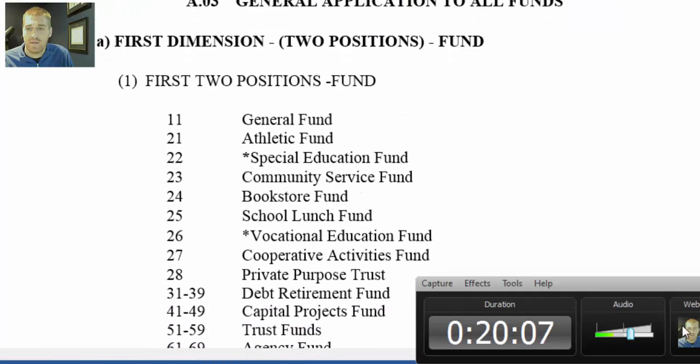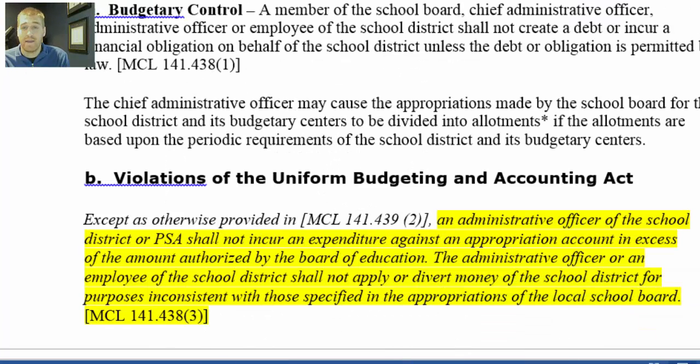Just a second, I'll pause this. Alright, I'm back in the accounting manual. I paused for a second, that's why there's a weird transition there.